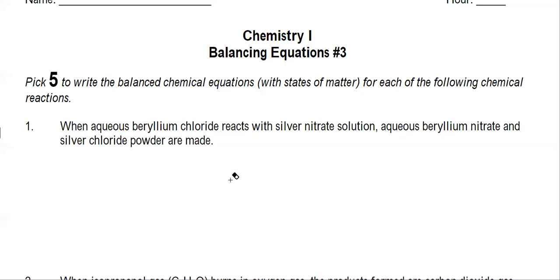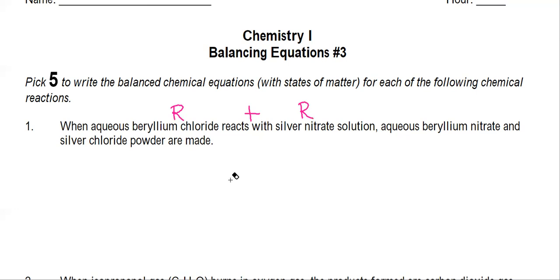All right, so first thing I like to do, label reactants, label products, figure out where our plus sign goes, figure out where the arrow goes, all that kind of stuff. So beryllium chloride reacts with, so reacts with stands for plus. So that means that beryllium chloride is a reactant and it's reacting with silver nitrate. So that is also a reactant.